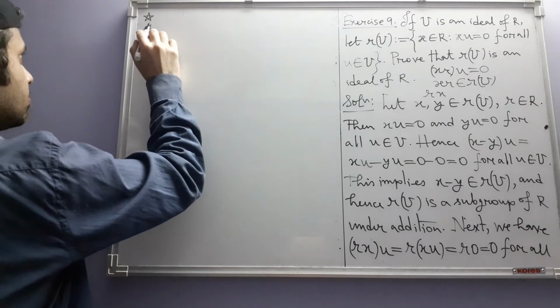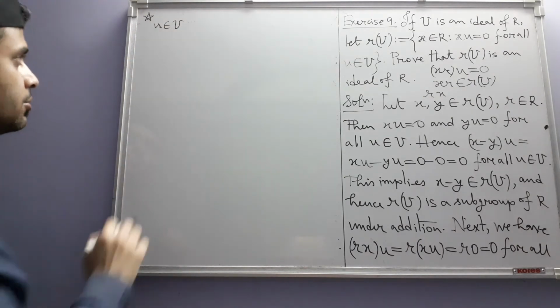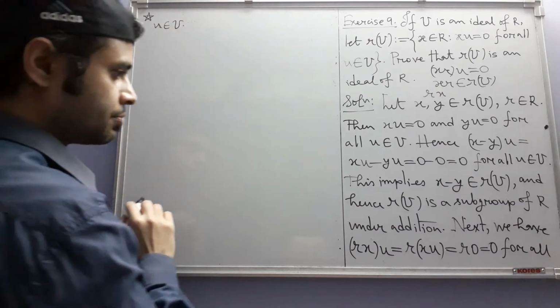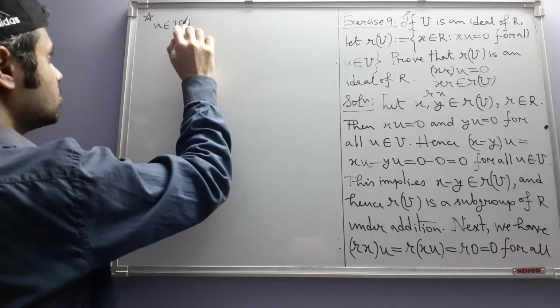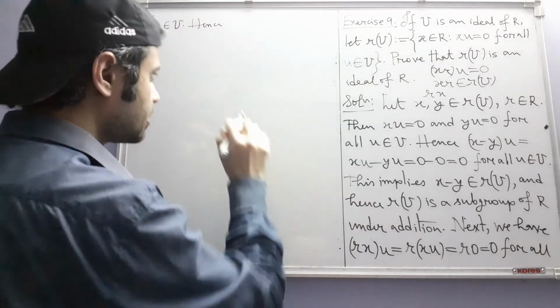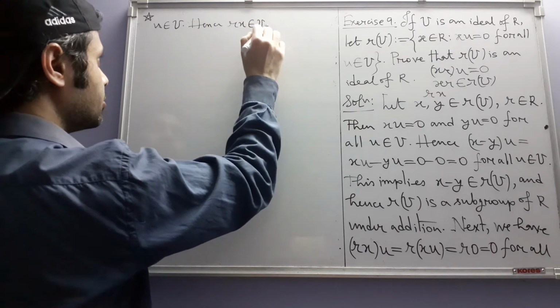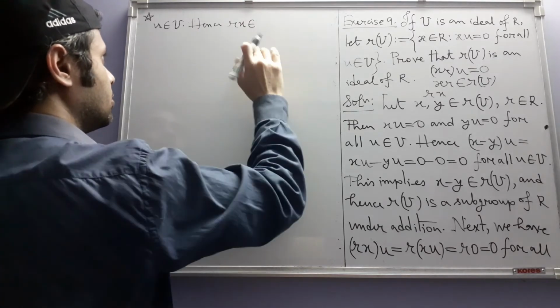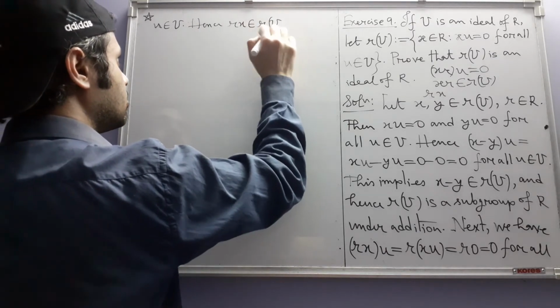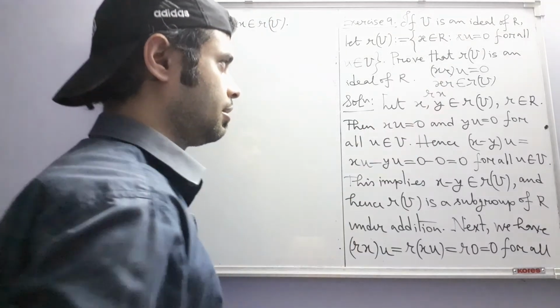For all u belonging to U, hence Rx belongs to U. Oh, sorry, Ru. Now we move to xR.